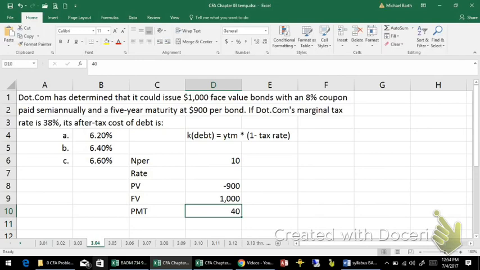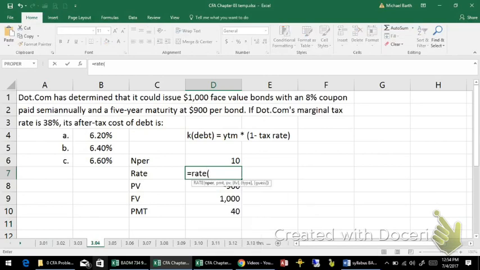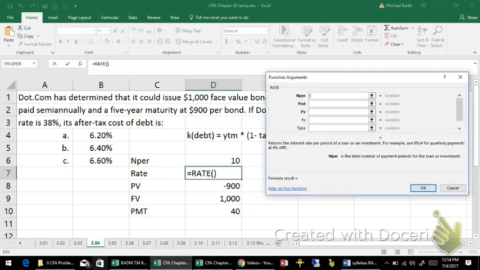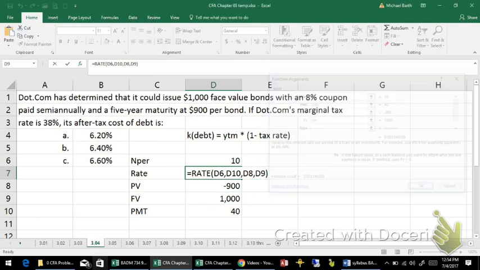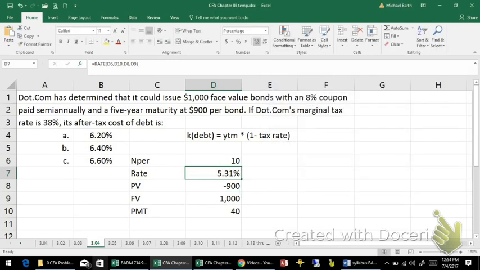So if I solve for rate here, equals rate open parens, and then I click on number of periods, the payment, the present value, and the future value. What I get is a semi-annual rate of 5.3149.